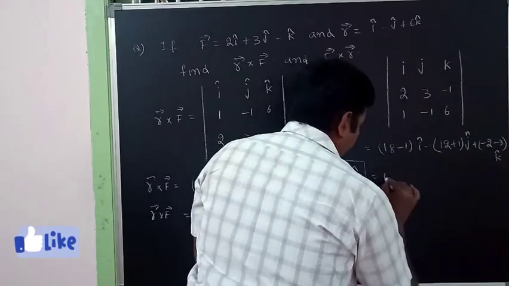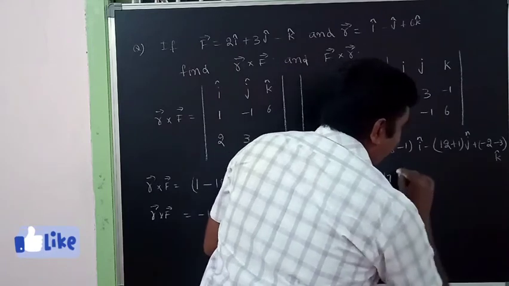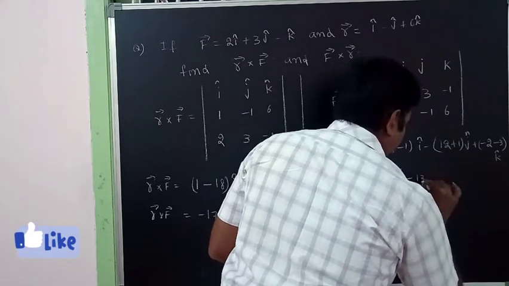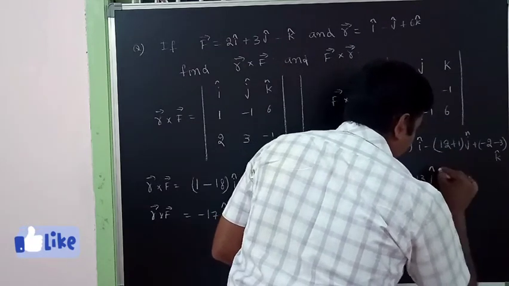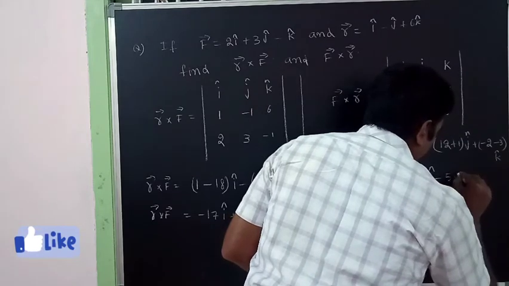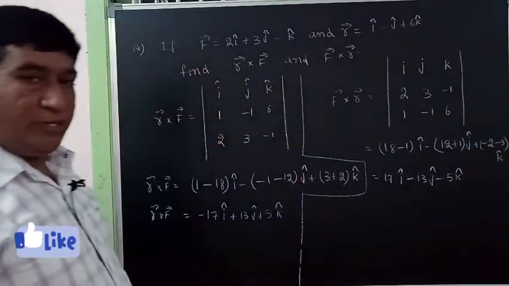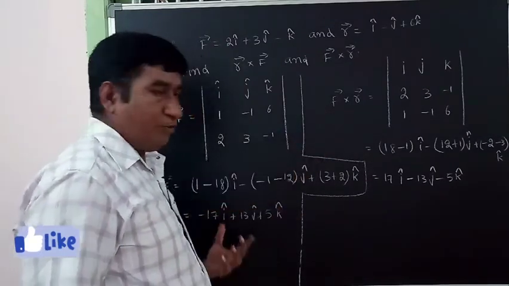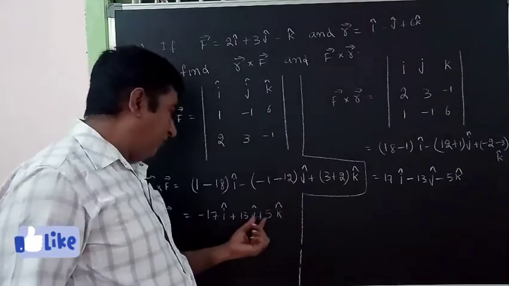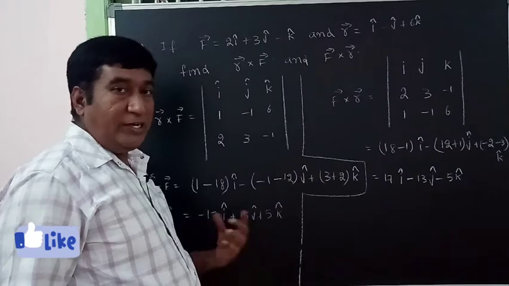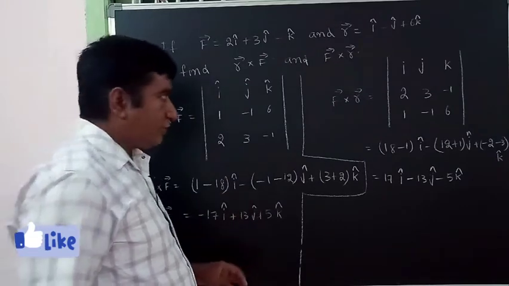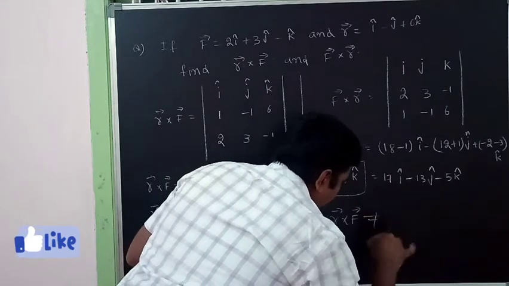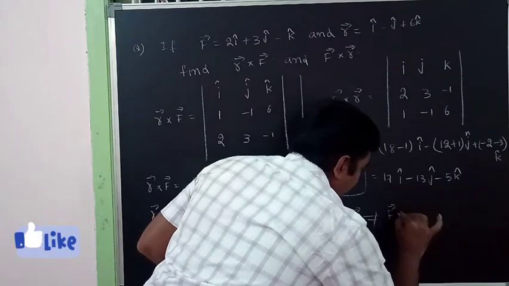With the help of this I can get 17 i cap, minus 13 plus 1, 13 j cap, so minus 5 k cap. So you can see both r vector cross f vector as well as f vector cross r vector have the same magnitude, 17, 13, 5. But if you look at the direction, they are opposite to each other. That's why we can say r vector cross f vector is not equal to f vector cross r vector.